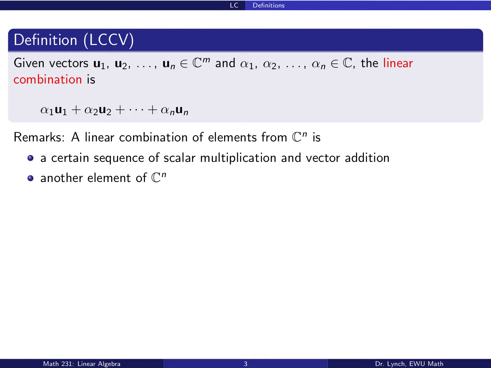Okay, so a couple of comments here. First, a linear combination from elements of C is a certain recipe or a certain sequence of scalar multiplication and vector addition, right? So we can see there are a bunch of scalar multiples, and then there are a bunch of vector additions. And by closure rules, we know that a scalar multiple of a vector is another element of Cn, and similarly, a vector sum of elements of Cn is another element of Cn. So that tells us that a linear combination of elements of Cn is also an element of Cn.